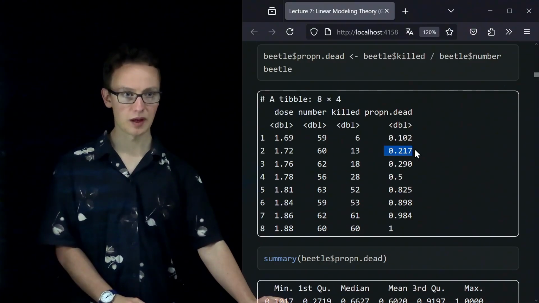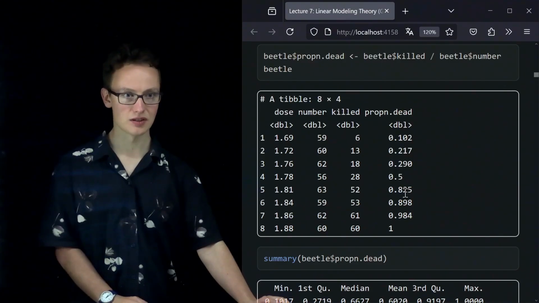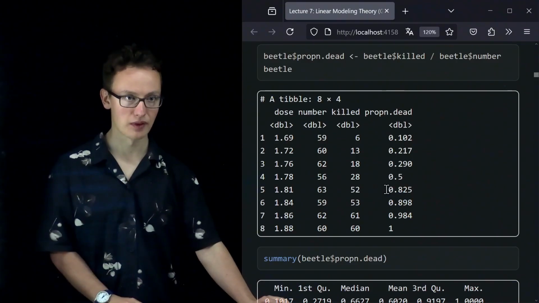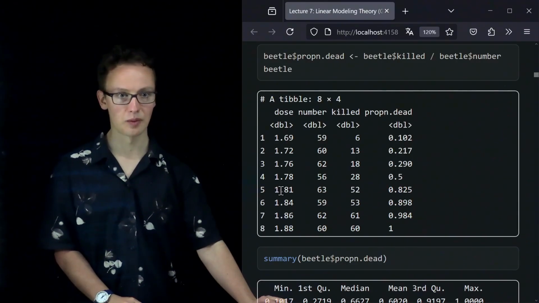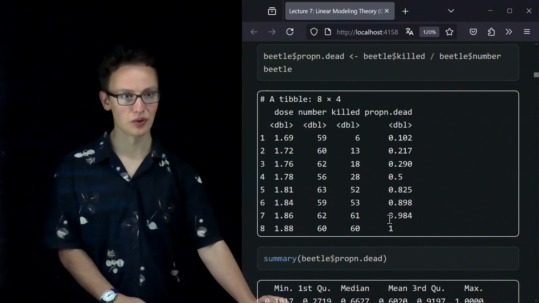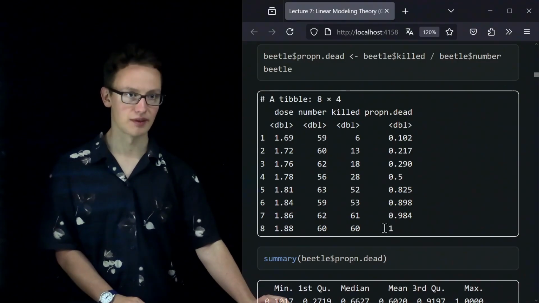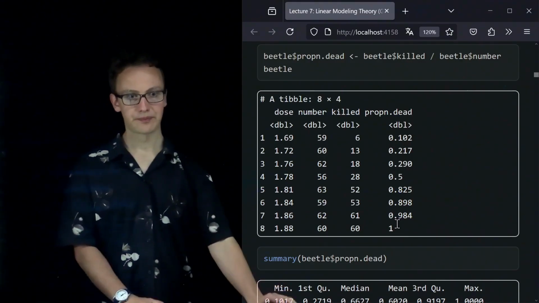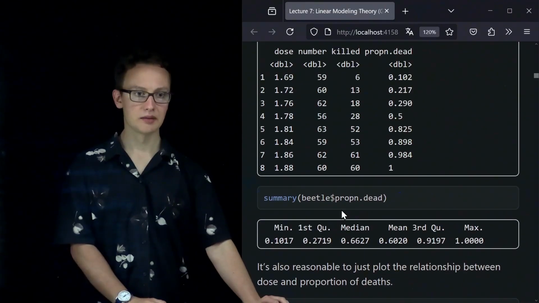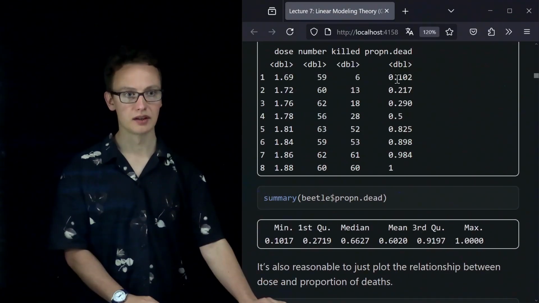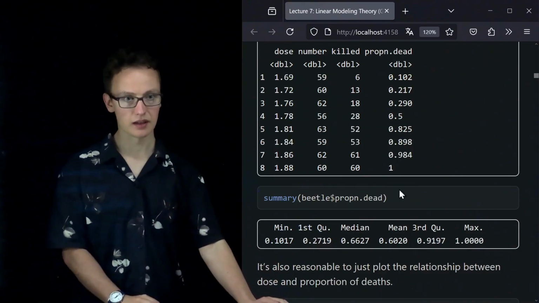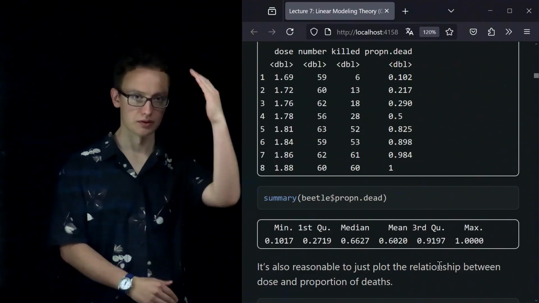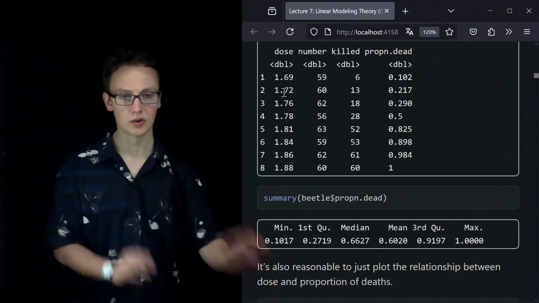roughly, and then here we have 21% beetles killed, and for the higher dosages, we see that also the proportion of killed beetles becomes larger, right? So here we have 82% of the beetles killed with 1.81 gas quantity, and for that highest dose, we even have 100% of beetles in that condition that died as a result of that exposure, okay? So we can also summarize the numbers that these proportions give us, okay, and see the median, the maximum and the minimum proportion across those different dose conditions.